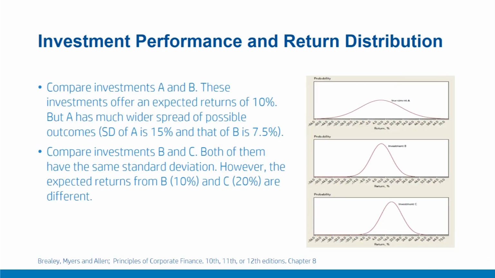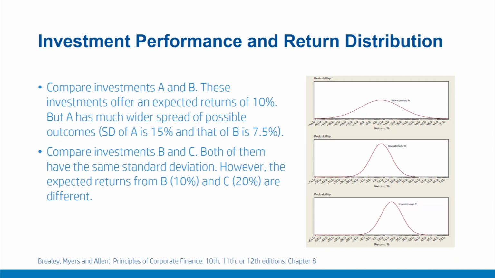Now we understand why normal distribution is important. It is completely defined by these two parameters, that is mean and standard deviation. Compare the investments A, B and C shown here in the figure. These figures show the distribution of possible returns from the investments A, B and C.